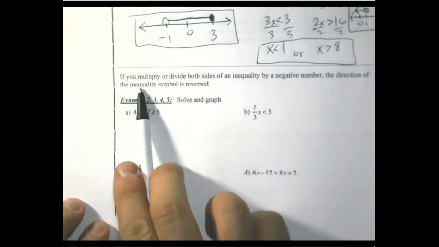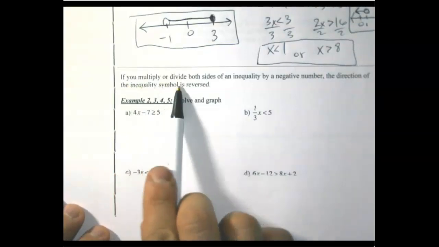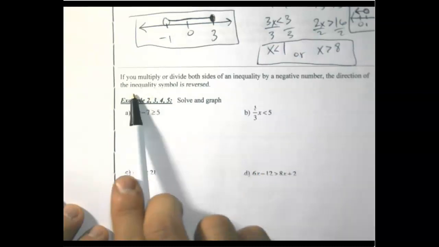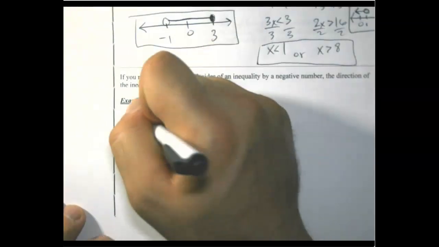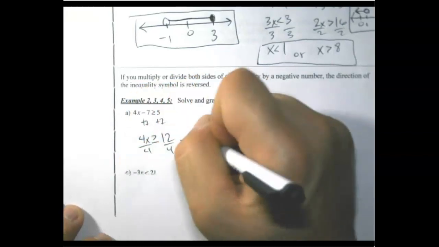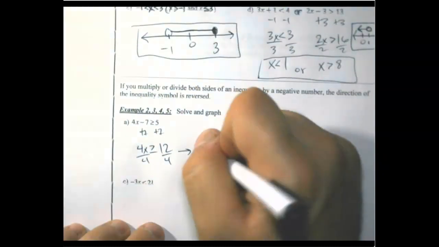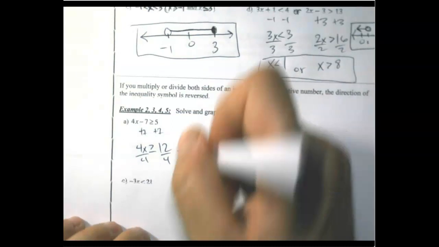Moving along here, this is really the only difference in solving inequalities. The only difference is if you multiply or divide both sides of an inequality by a negative number, the direction of the inequality symbol is reversed, so I have to remember to do that if I multiply or divide both sides by a negative number. So carrying on, we add 7 to get 4x is greater than or equal to 12, divide by 4, and I get x is greater than or equal to 3. And no symbol flip, I divided by a positive 4, so no symbol flip.